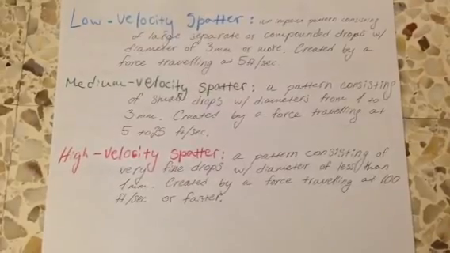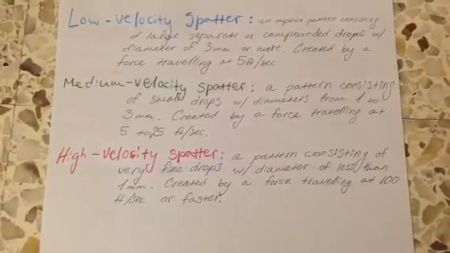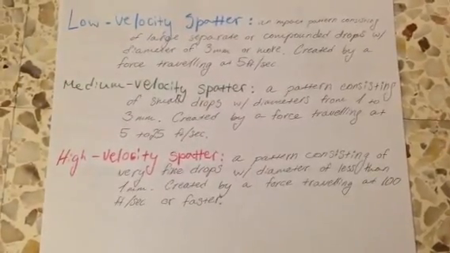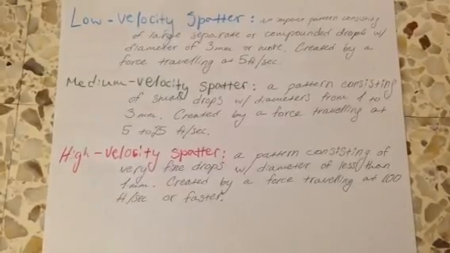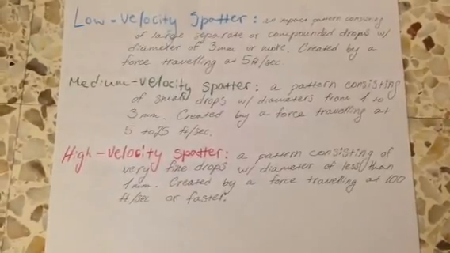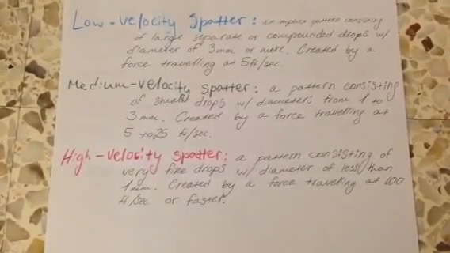And there is high velocity spatter. It's a pattern consisting of very fine small drops with diameter of less than 1 millimeter. Such spatter is created by a force traveling at 100 feet per second or more.